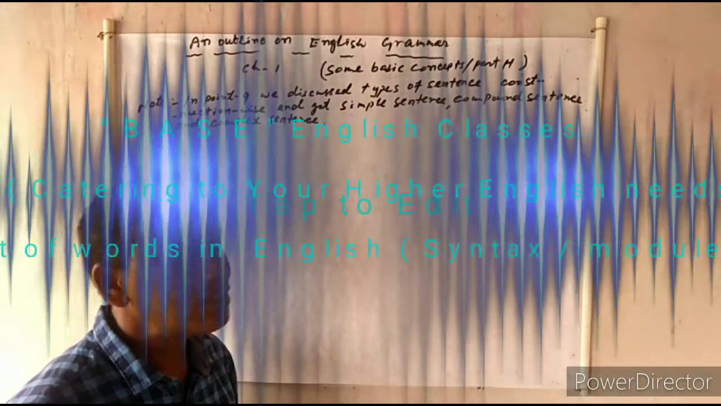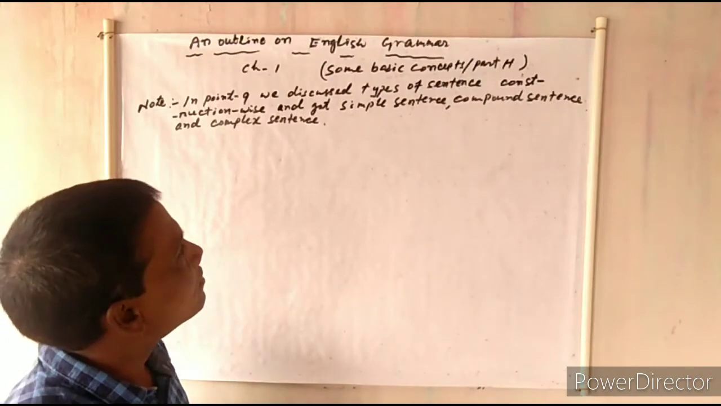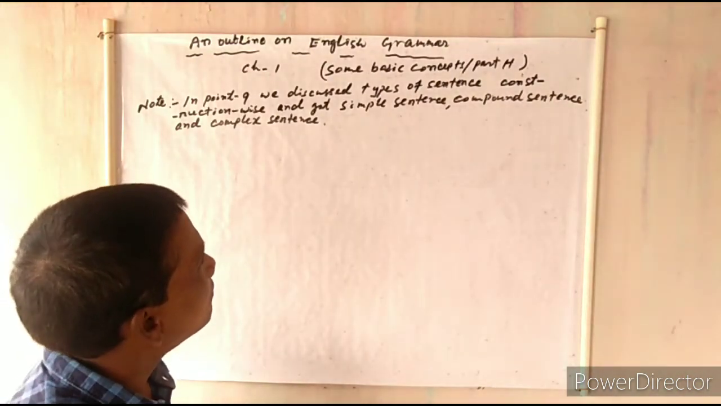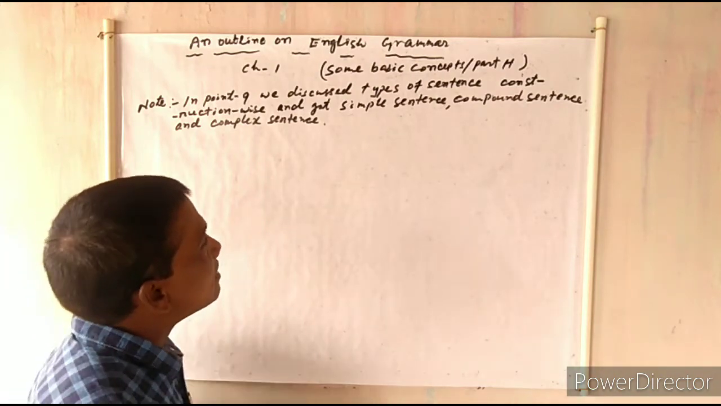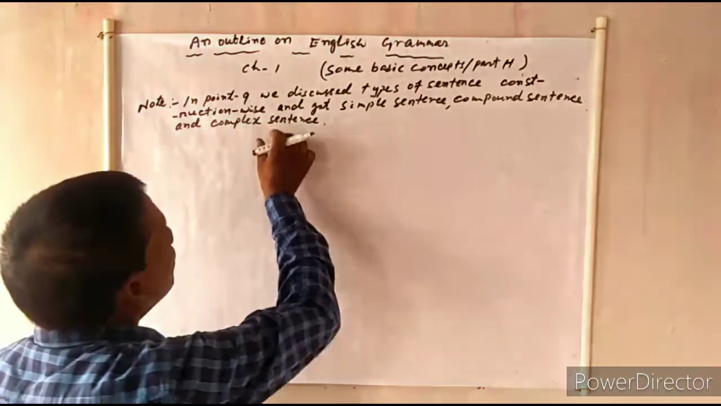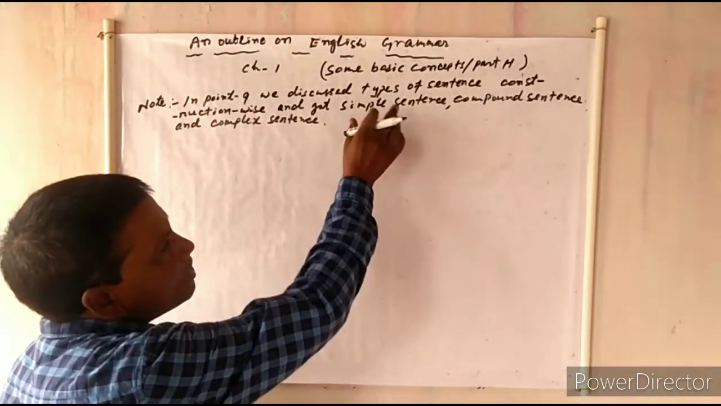Good morning, dear students. In our previous class, we discussed the types of sentences, the way we make them. When I'm building a sentence, according to construction, the sentence might be either simple or compound or complex. In a simple sentence, we've got one subject and one predicate.